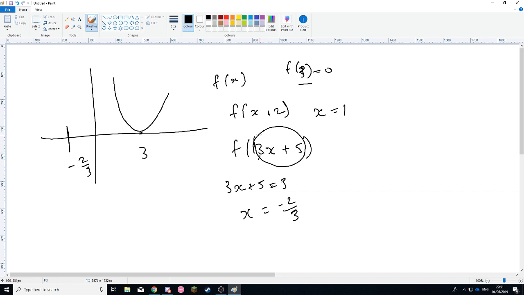Why am I equating it to 3? Because I know f of 3 in this bracket will give me 0, and what I'm looking for is a solution where f is 0. So if I just say 3x plus 5 is equal to 3, I can rearrange for x, and that'll tell me that the new root for this transformed graph is going to be at minus 2 over 3. For f of 3x plus 5, you can check: if you sub that in, you get 3 times minus 2 over 3, plus 5, which is 3, which is what you want.